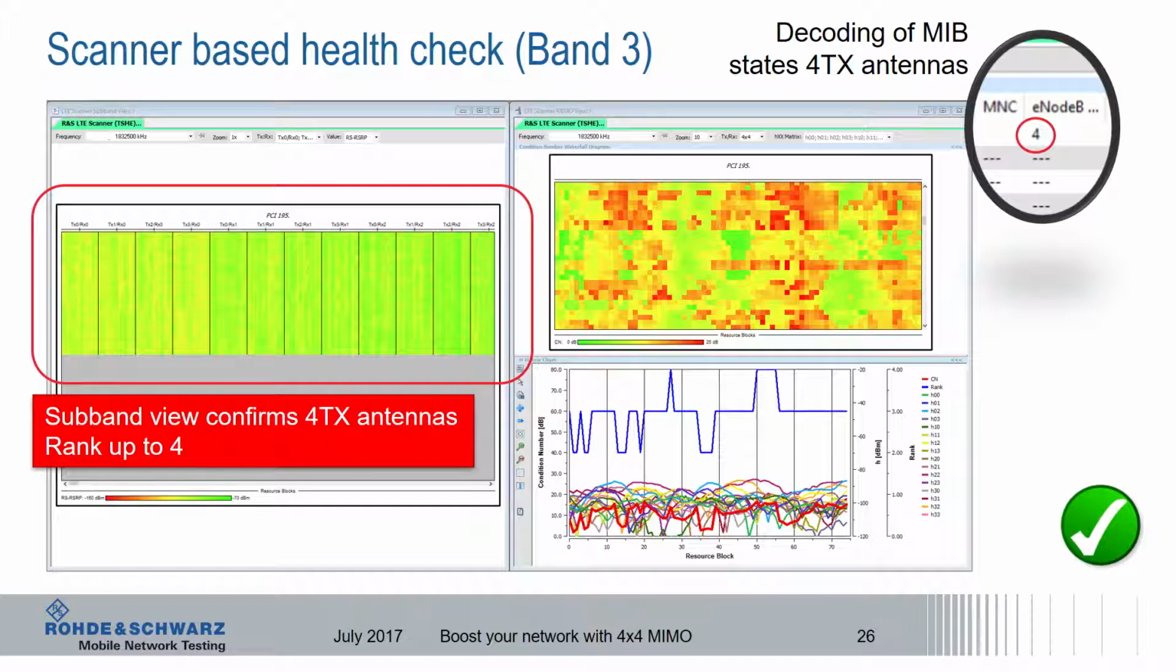If we double check this with the subband view, which is on the left-hand side, we can confirm that 4 TXs are working well, and this means rank up to 4 is possible for this cell. On the right-hand side we see again the same picture for the condition number and the rank. So everything is perfect here. This is an example taken in a band 3 scenario.